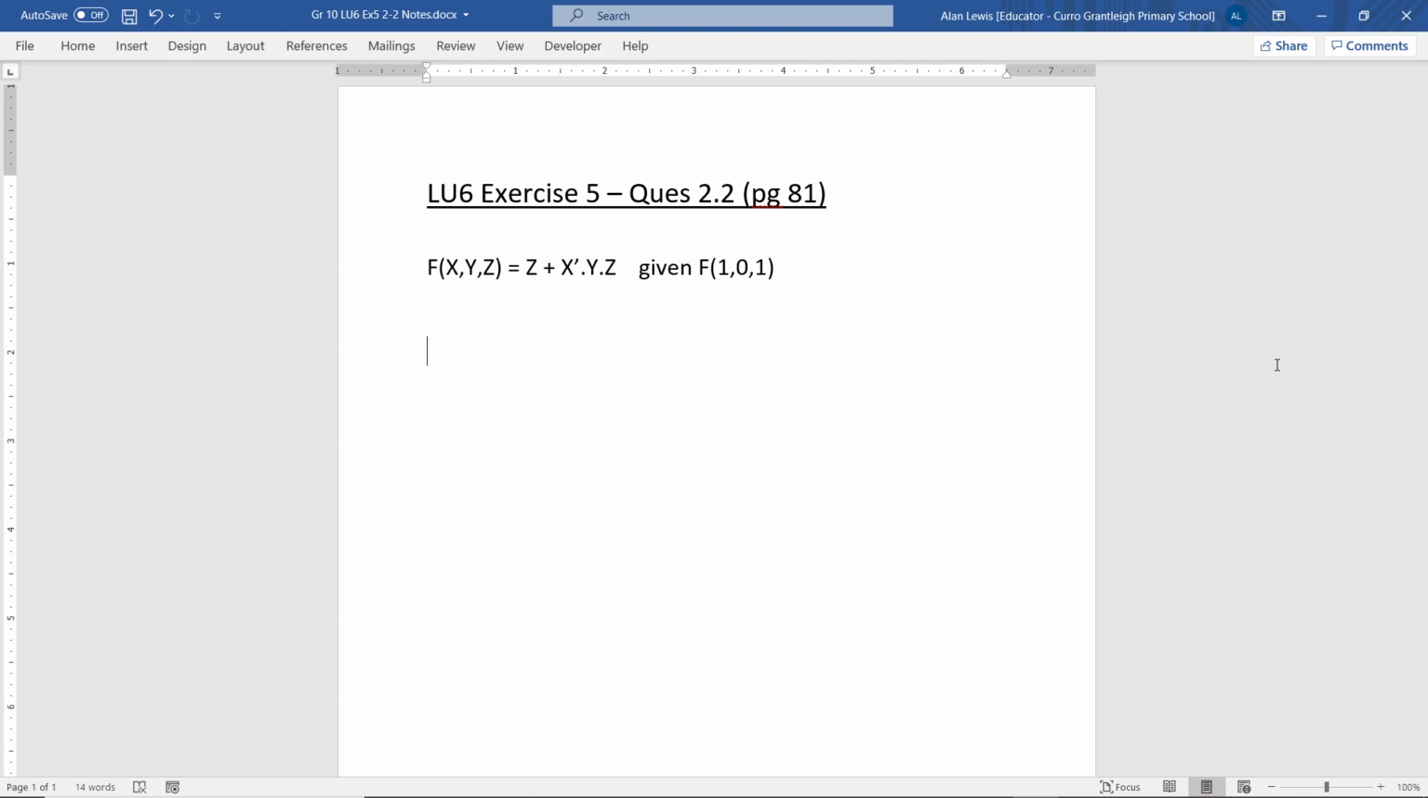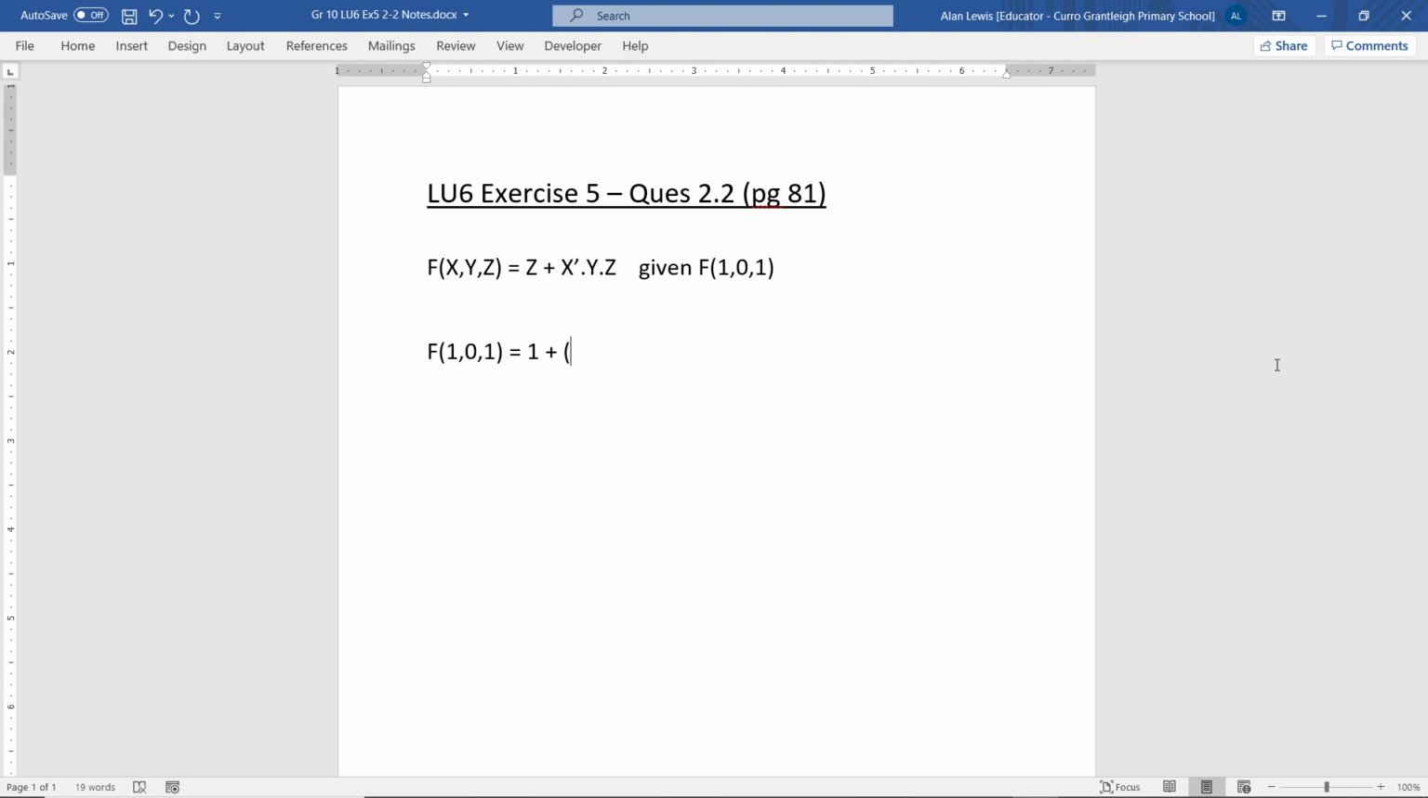So they've given us the function there, f at x, y, z is equal to z or not x and y and z. And they have given us specific x, y, and z values of 1, 0, and 1. Okay, so let's evaluate this thing quickly. So I would say f at 101 is equal to, okay, and we can see that z is 1.